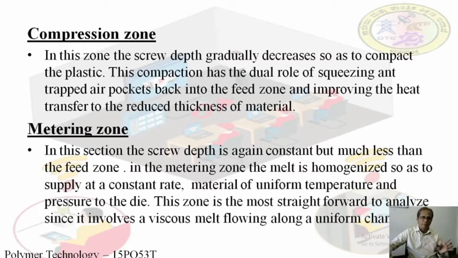So feed zone, middle is the compression zone. At the exit end there is a zone called the metering zone. In this section, the screw depth is again constant, but much less than the feed zone. In the metering zone, the melt is homogenized so as to supply a constant rate of material at a uniform temperature and pressure to the die. This zone is the most straightforward to analyze since it involves a viscous melt flowing along a uniform channel.